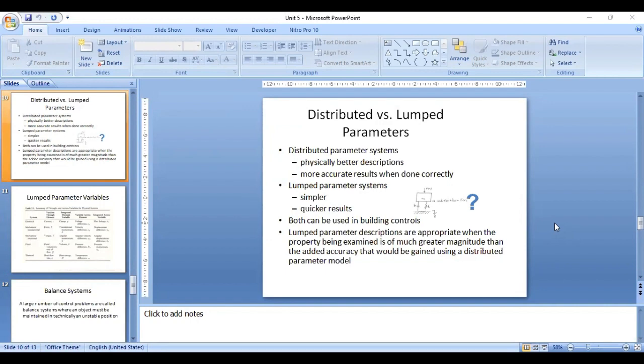it is done correctly. So in the above example, the nerve fiber takes the form of a long cylindrical conductor of radius A, and we focus our analysis on a small length del X of this cable that contains one of these resistance capacitance subunits. So the lumped parameter descriptions are appropriate when the property being examined is of much greater magnitude than the added accuracy that would be gained using a distributed parameter model. So the one-dimensional cable equation describes the intracellular voltage along the nerve fiber as a continuous function of length and time.